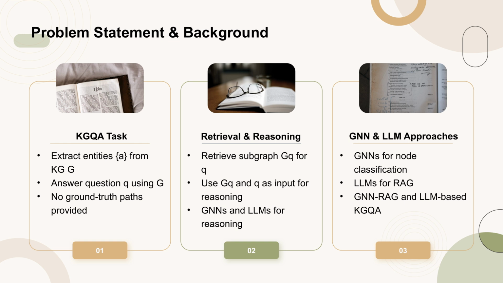GNNs classify KG entities as answers or non-answers, while LLMs perform retrieval-augmented generation, RAG, by converting the subgraph into natural language for processing. The landscape of KGQA methods includes both GNN-based and LLM-based approaches, each with its own strengths in handling complex graph information or leveraging the power of LLMs for retrieval and reasoning.